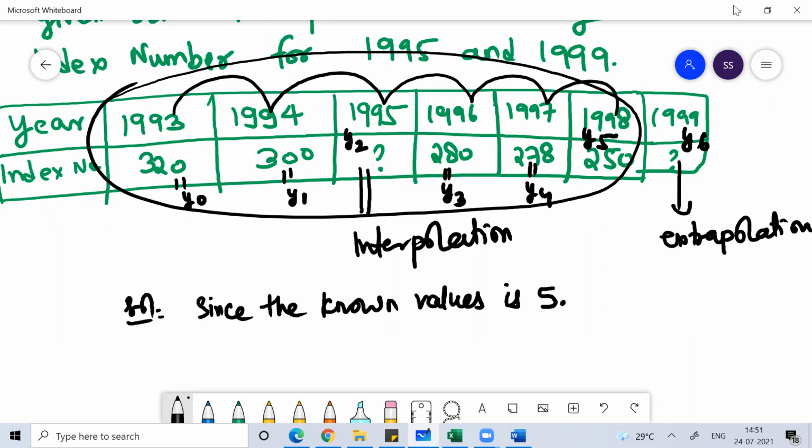Since the known values is 5, here 5 values are known. The known values is 5. So what you do, like this you write, if the known value will be 4. Sir, what are known values? I'm not getting the known value.